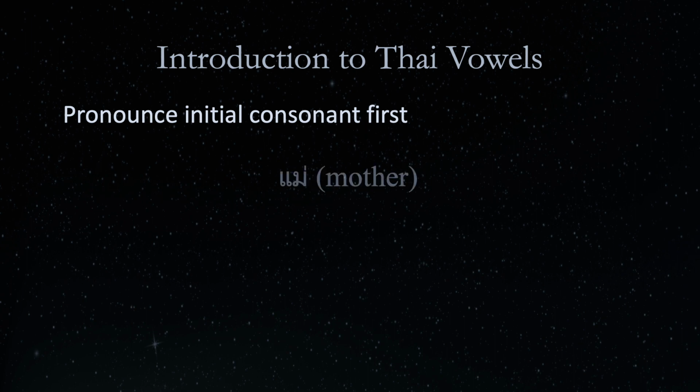In the word meh, meaning mother, for example, the vowel eh is written before the initial consonant, but the initial consonant moma, which sounds like an M at the beginning of a syllable, is pronounced before the vowel eh. Meh. If the syllable begins with a vowel sound, the silent consonant or ang is the initial consonant.